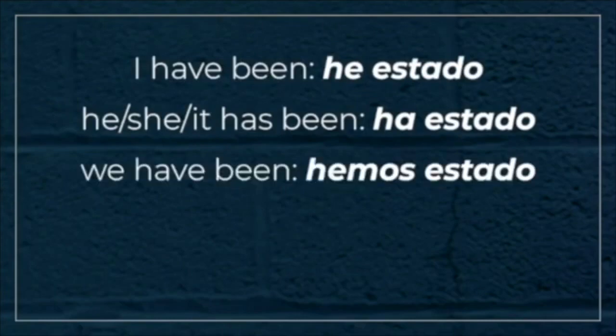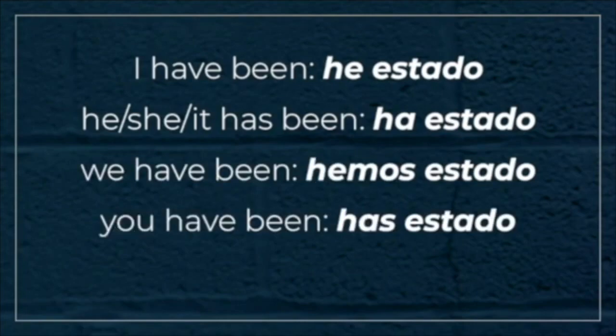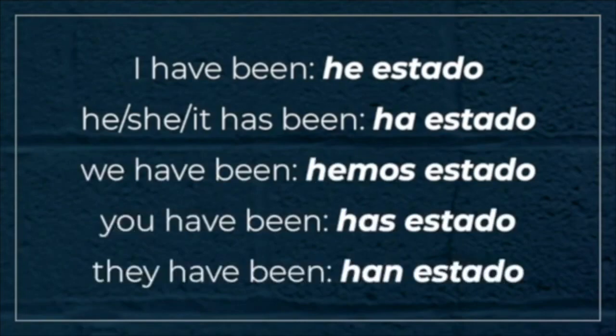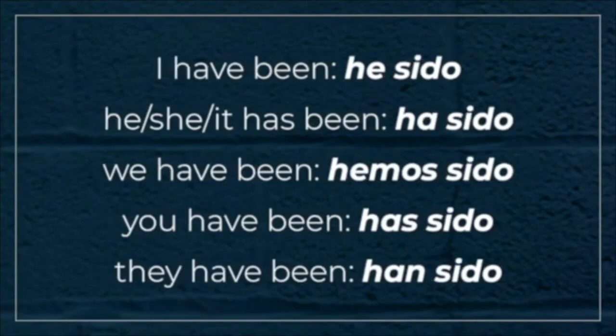He, she, or it has been is ha estado. We have been is hemos estado. You have been is has estado. And they have been is han estado. For the ser versions, they look like this. He sido, ha sido, hemos sido, has sido, and han sido. Let's go ahead and practice some examples, and we'll start with estar only to keep it simple.